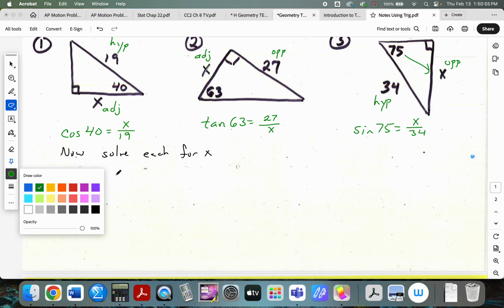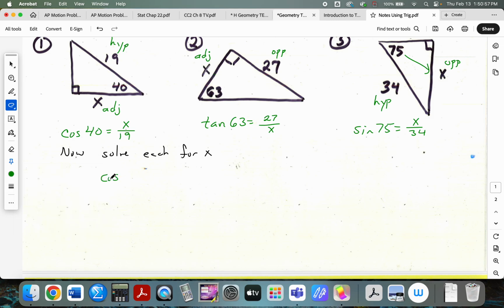So for this first one, I'm going to put the cosine of 40 over 1 equals x over 19. Now I'm going to just cross multiply. It's a little bit different. I'm going to multiply the 1 times the x, that's x, equals, and I've got cosine of 40 times 19. It's always better if you put that 19 first. You're less likely to make mistakes with your calculator. This is 19 times the cosine of 40.